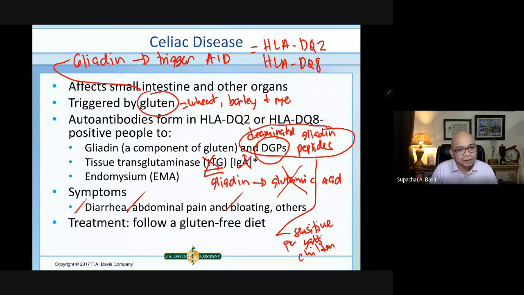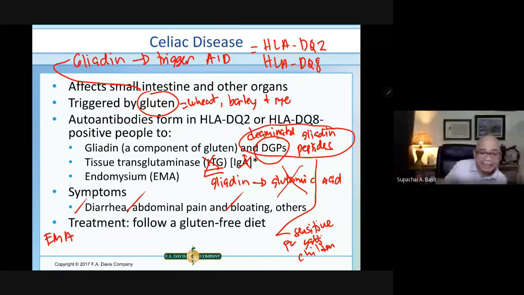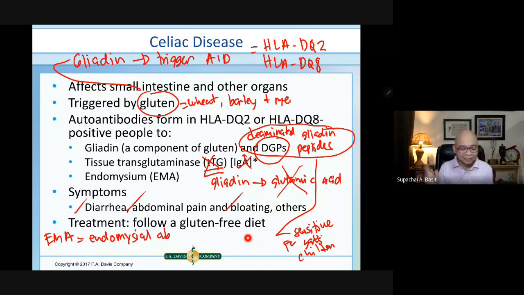So there are also tests that can determine celiac disease, particularly the test for EMA, which has already been developed. EMA stands for endomysial antibodies. And endomysial antibodies are important because they are directed against the layer of connective tissue surrounding the intestinal muscles. So this one is very specific.